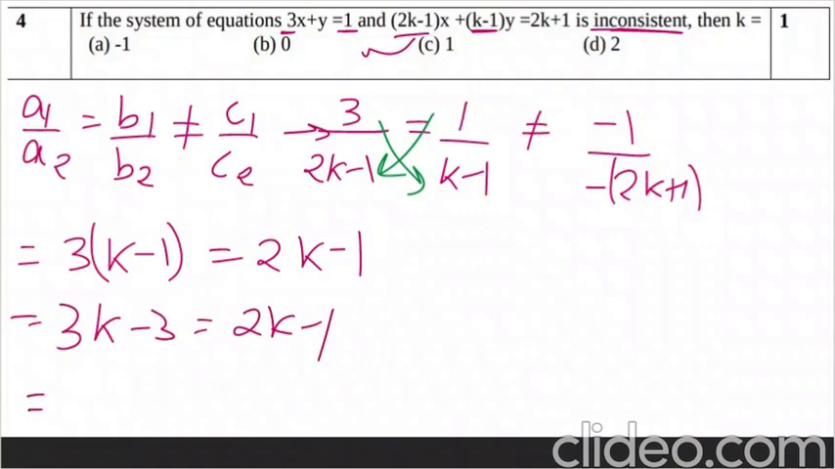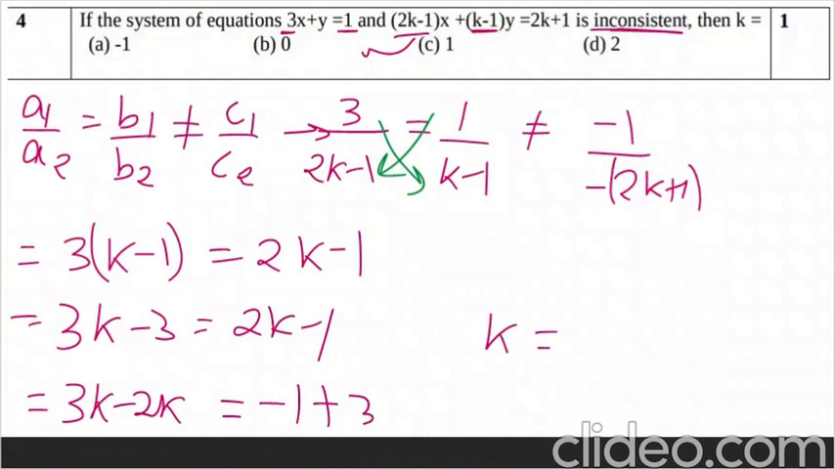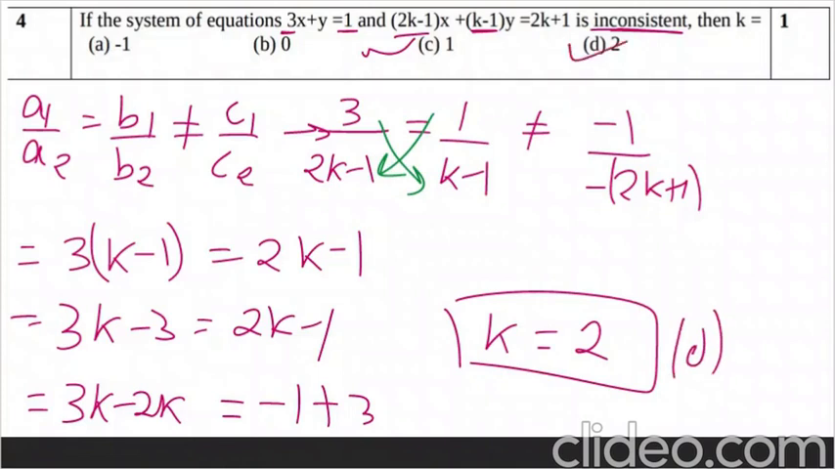Now, take the variables on one side, 3k minus 2k. Take the numbers on the other side, minus 1 plus 3. Minus 3 goes there, it will come plus. So what will I get? 3k minus 2k is nothing but k. That's equal to minus 1 plus 3. That gives me 2. So k equals 2. Option number D is the right answer. Easy. Alright.